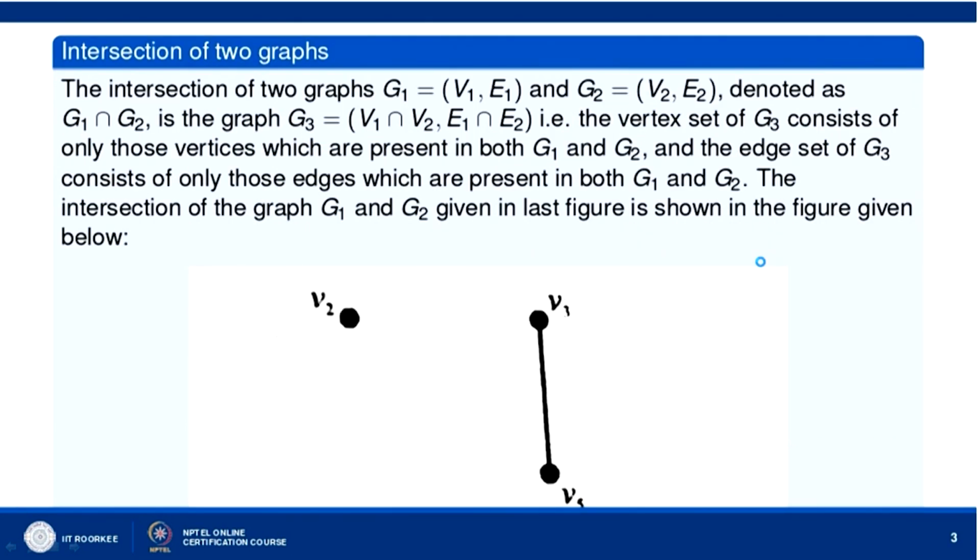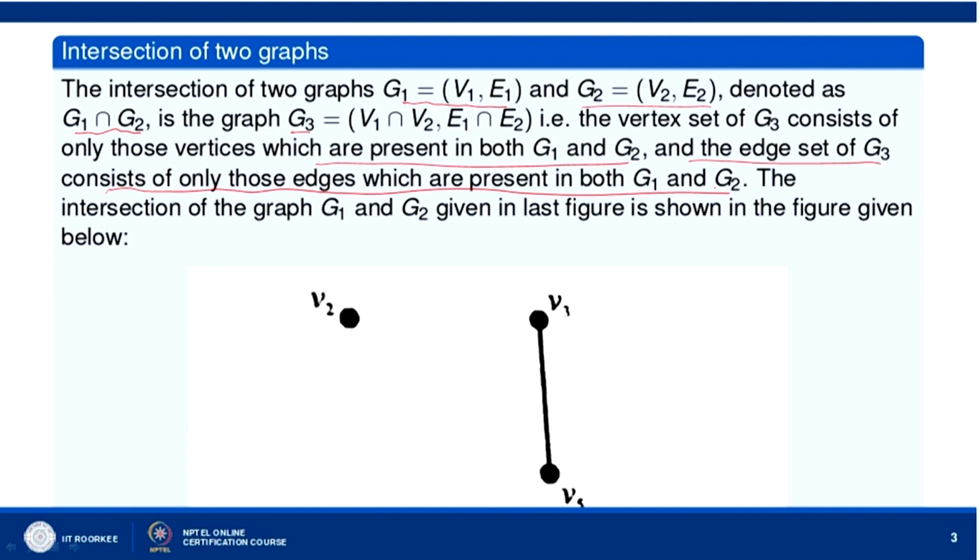Now, the intersection of two graphs, G1 equal to (V1, E1), G2 equal to (V2, E2), denoted by G1 intersection G2, is the graph G3, where we take the intersection of V1 and V2 to get the set of vertices of G3, and the set of edges of G3 is obtained by taking the intersection of E1 and E2. The vertex set of G3 consists of only those vertices which are present in both G1 and G2, and the edge set of G3 consists of only those edges which are present in both G1 and G2.